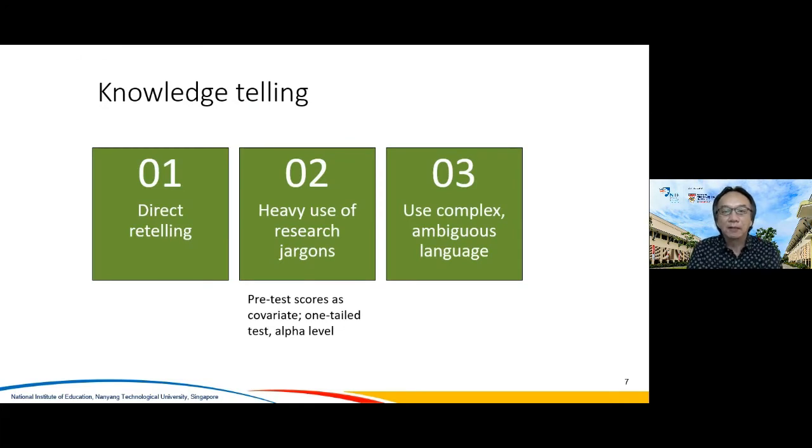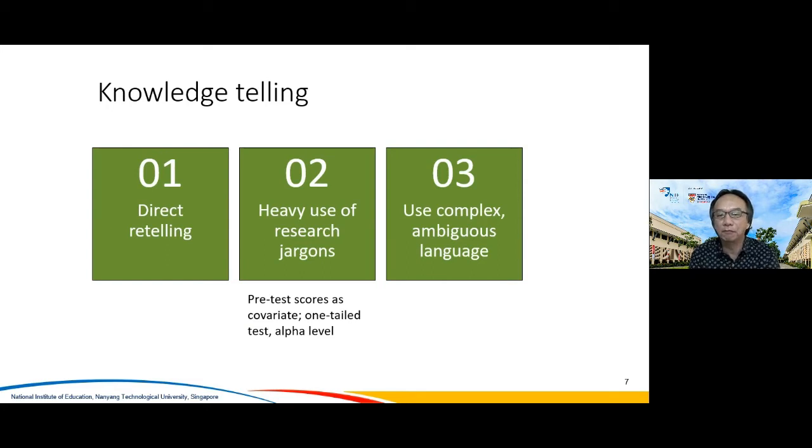Let me talk a little bit more about knowledge telling. Knowledge telling basically is direct retelling. This happened to me when I first graduated from university. I would just tell people what I heard from my lecturers, from my reading, from research that I've seen. So it's simply a direct retelling of what I know.